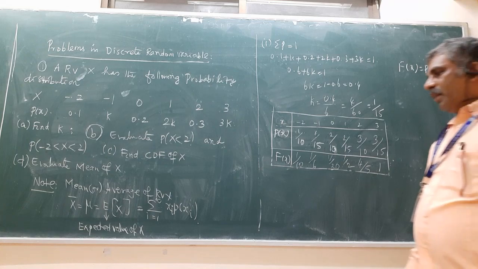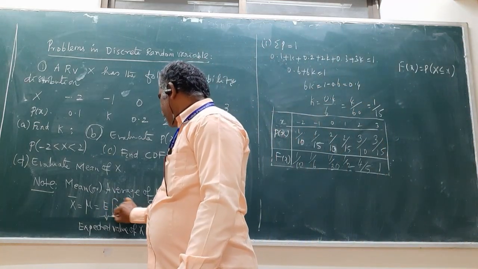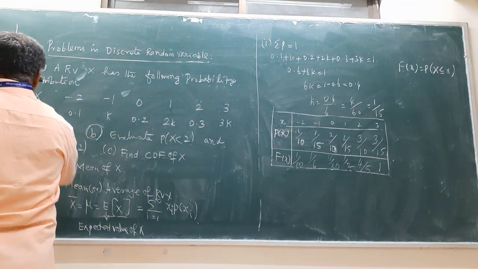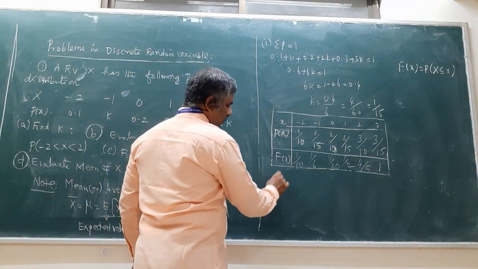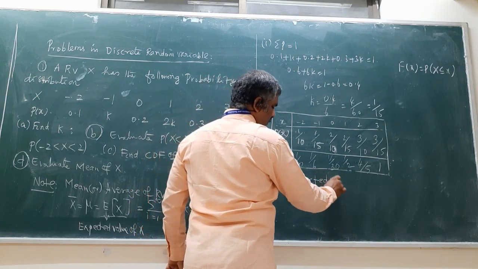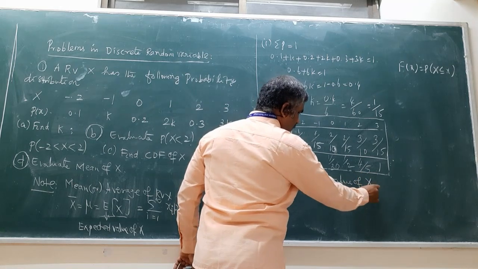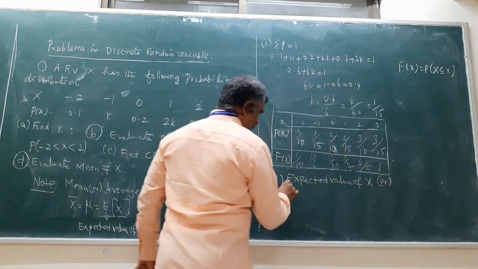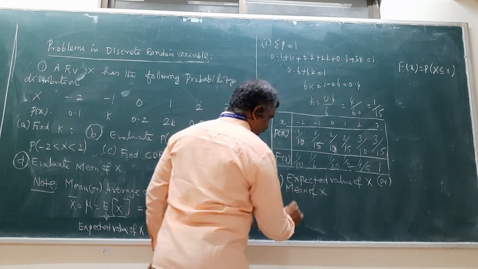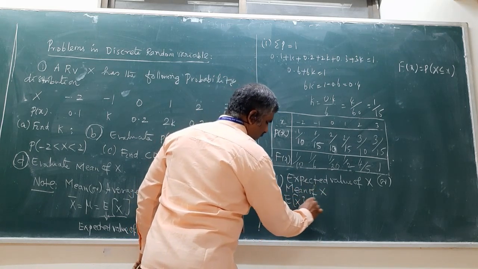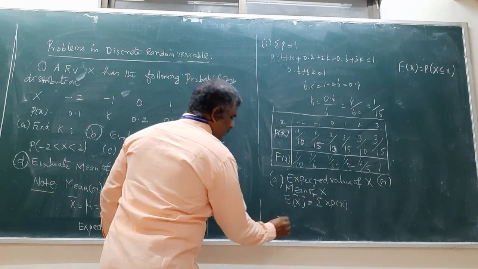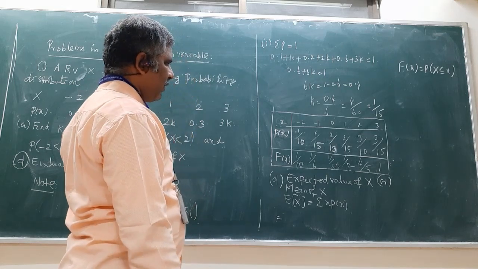Next, we are going to calculate the E of x value, the mean value. The final subdivision D. Expected value of x or mean of x. What is the formula? E of x equals summation of x into p of x. So, if you multiply x and p of x here, what do you get?